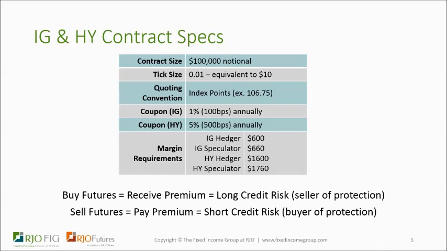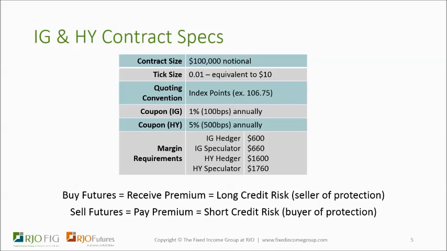To give you a bit of the contract specs of these IG and HY futures, each contract has a notional value of $100,000. The tick size is 0.01, or equivalent to $10 per price movement. The quoting convention is expressed in index points, for example, 106.75. Both the IG and HY carry a coupon annually. The investment grade has a 1% coupon annually, and the high yield has a 5% coupon annually. These coupons are wrapped up into the actual futures price that cash settles daily.